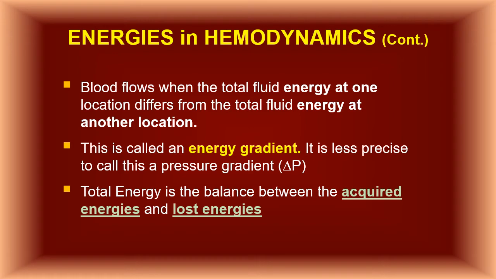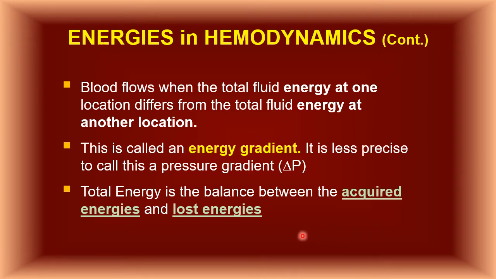The main type of energy is the pressure energy, as we're going to discuss in a moment. That's why sometimes this energy gradient is expressed as pressure gradient, because pressure is the main type of energy that is discussed. Talking about pressure gradient is not that accurate, but it is practical to use.